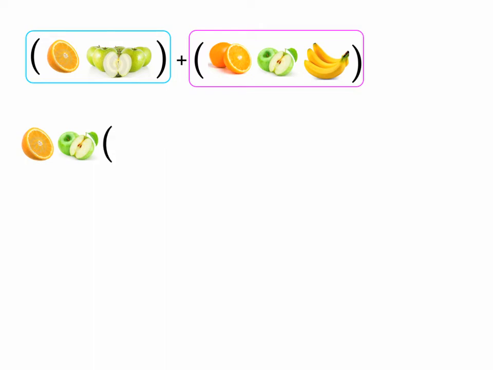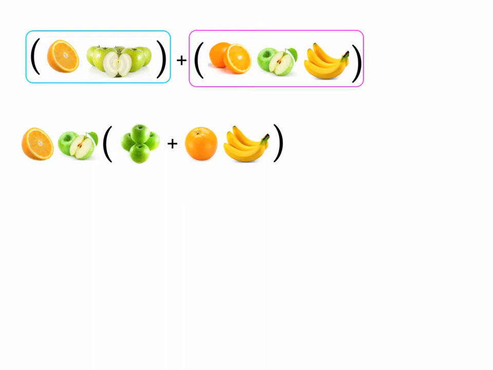Let's see what's left. From the first group, if I took out a half of an orange, no orange would be left. And if I took 1.5 apples out, there would be 4 apples left. There's a plus sign between these two groups in our original problem, so I'm going to keep that there. In our second group, if we took out half of an orange, we would have 1 orange left. And if we took 1.5 apples away, there would be no apples left, but there are still the bananas left. And that's it. And that's all there is to factoring.